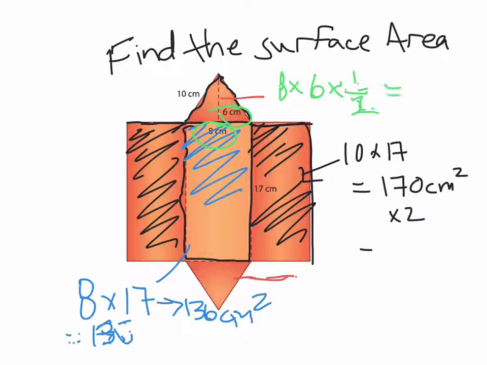So 8 times 6 times 1/2, or divided by 2. So 8 times 6, divided by 2, equals 24.